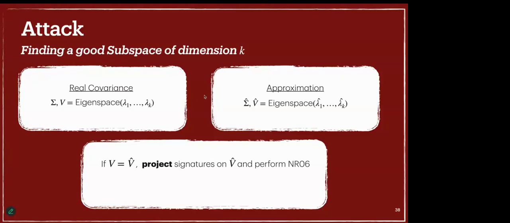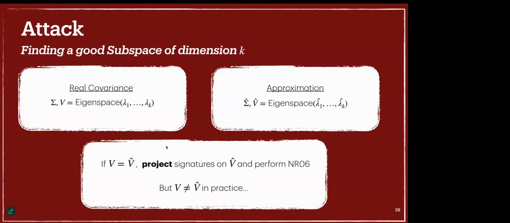So we have the real covariance matrix, sigma, and the space V, that is the space spanned by the eigenvectors corresponding to the k largest eigenvalues of sigma. These values we don't know, but we get an approximation of them. So we get an approximation of the covariance matrix, sigma hat, and a space V hat, the space spanned by the eigenvectors corresponding to the k largest eigenvalues of sigma hat. And if those spaces are equal, if V is equal to V hat, then you can project the signatures that we have on V hat and perform the attack of Nguyen and Regev.